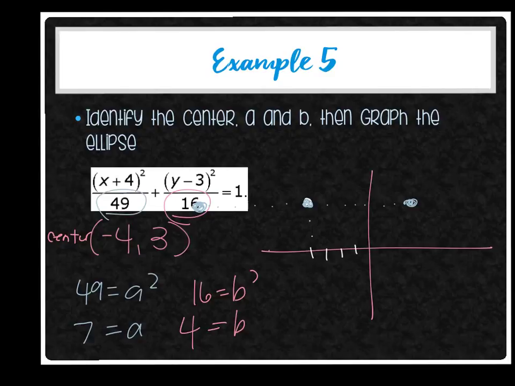And then the y-axis, which is my minor axis, is up and down 4. So I go up 1, 2, 3, 4, and I go down 1, 2, 3, 4.